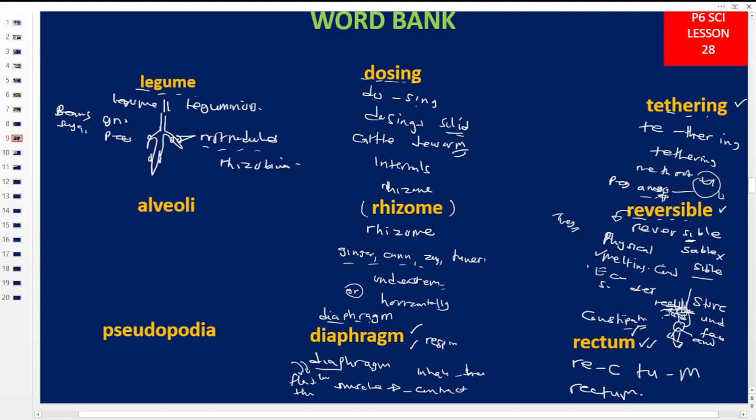It's called what? Rhizobium. That helps to fix nitrogen in form of nitrates. Nitrogen from the atmosphere in form of nitrates. So those are the rhizomes, and the word is rhizome.